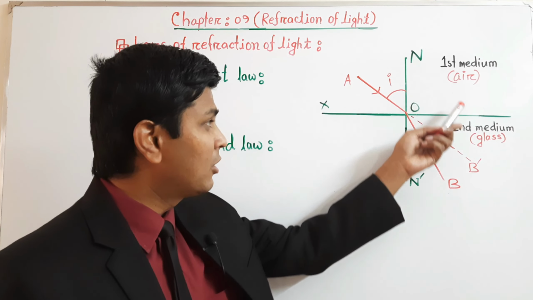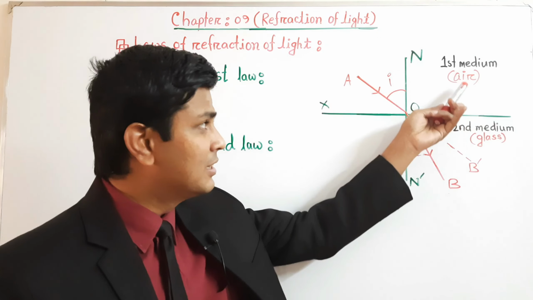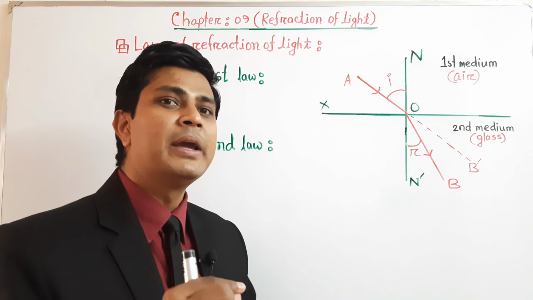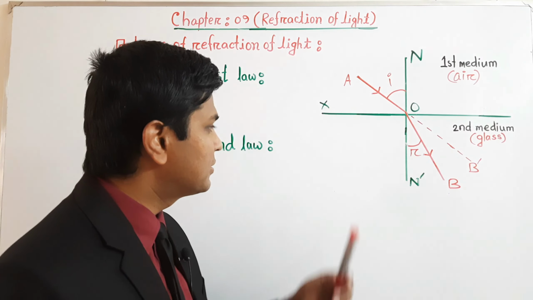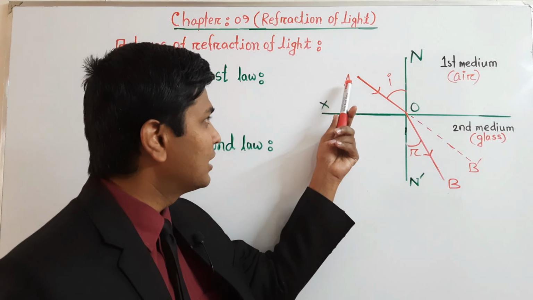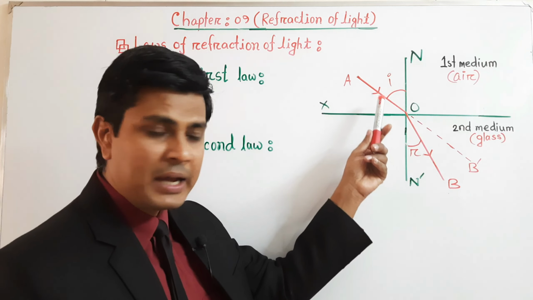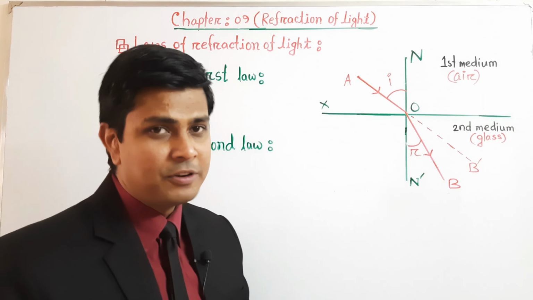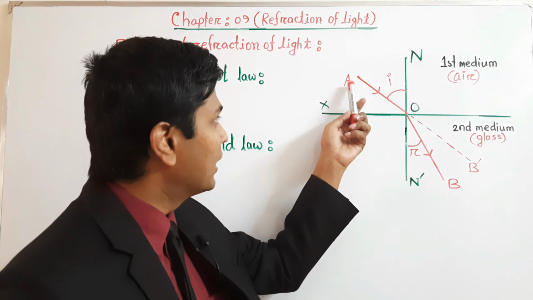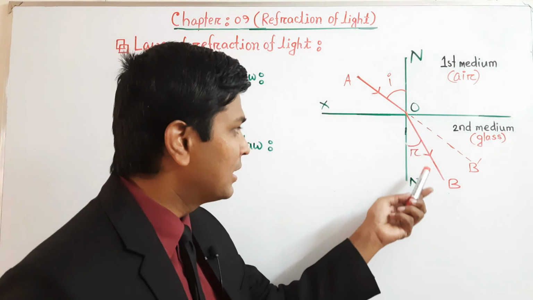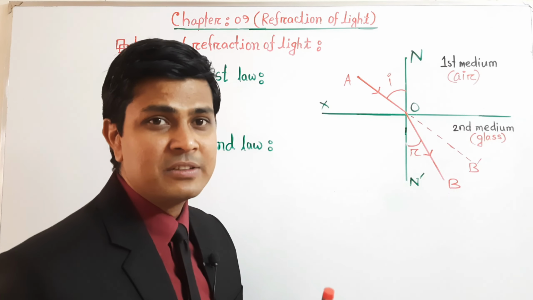Here you can see the pair of media, that is air-glass. This pair of media will remain the same. If you observe this diagram clearly, then you can see here i is the angle of incidence and r is the angle of refraction. And when we increase the angle of incidence, the angle of refraction will change.